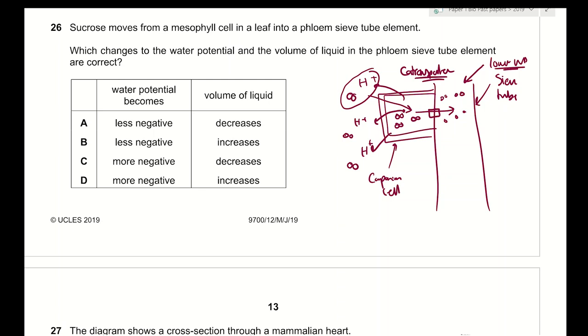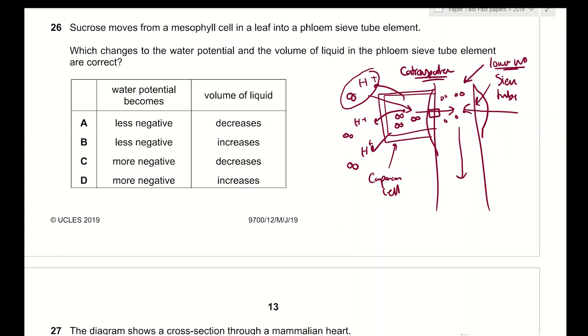Therefore, water from adjacent cells moves into the phloem sieve tube elements by osmosis, therefore the volume increases. And then sucrose moves down by mass flow. Now let's see the suggestions that we have here.